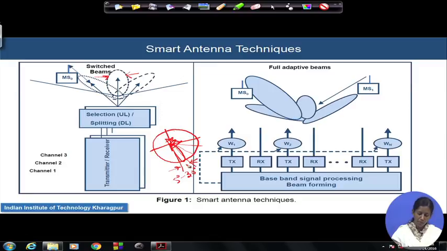Now, what will happen if the mobile moves from subsector 1 to subsector 2? Then he will simply switch the beam from subsector 1 to subsector 2 by changing the direction, but not changing the width of it. So, if the mobile station is moving, he will simply keep on moving the beam from subsector to subsector, and even if the mobile leaves this whole sector and enters the next sector, the beam can move to that other sector also.